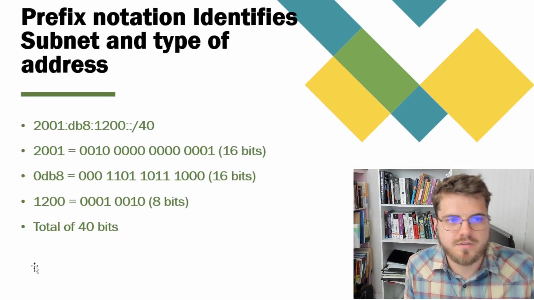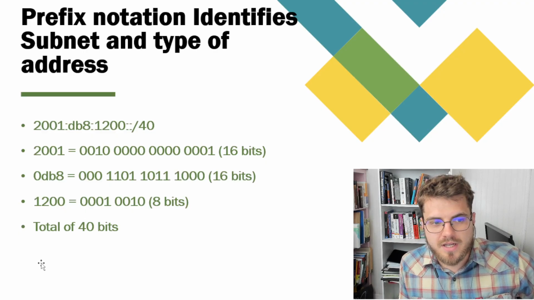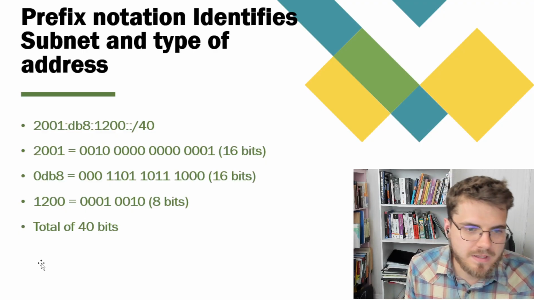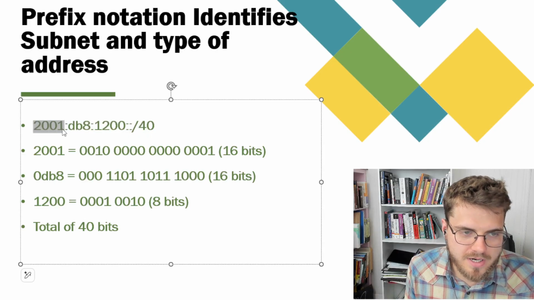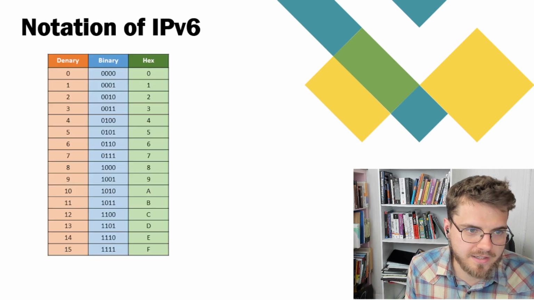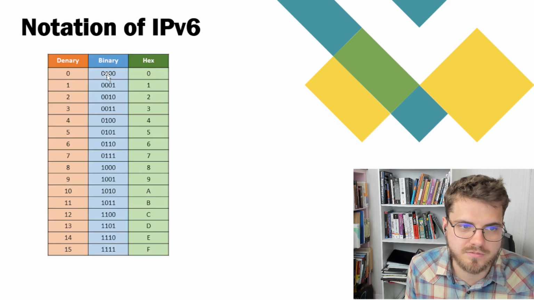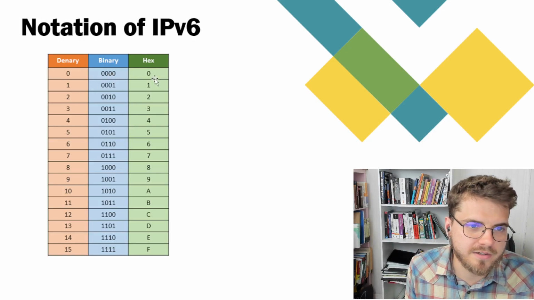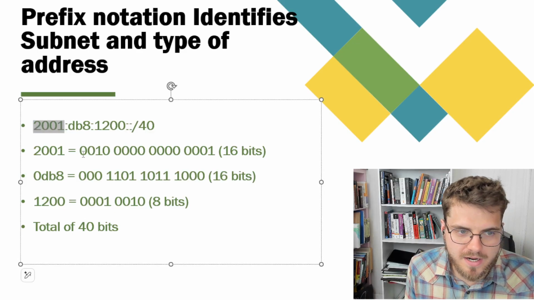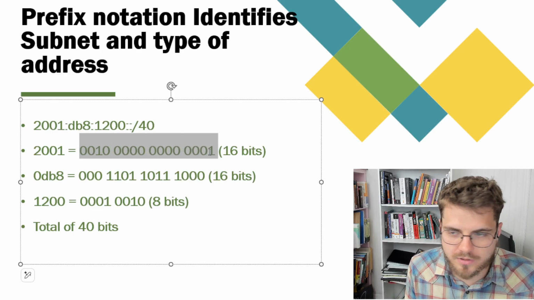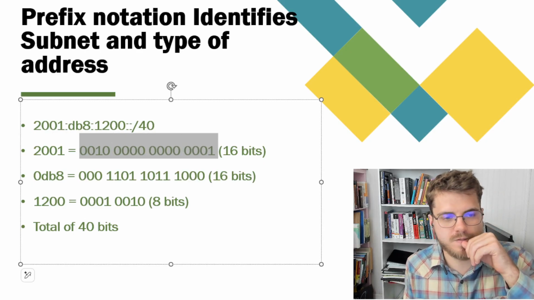So the prefix notation identifies the subnet and the type of address. And this is like this expanded out. So the first bit right here, remember I said it's a hex, so it's a representation of the binary. So if you take this hex and expand it out to binary, that is what it looks like. Understood?